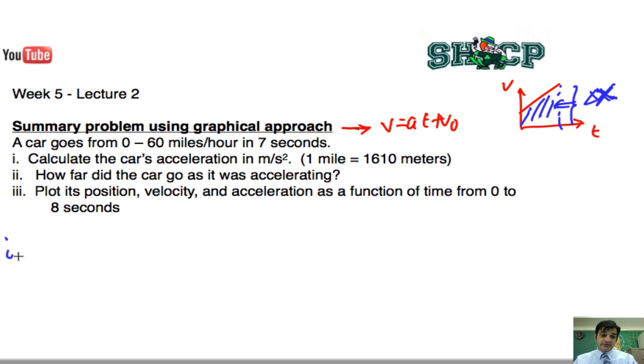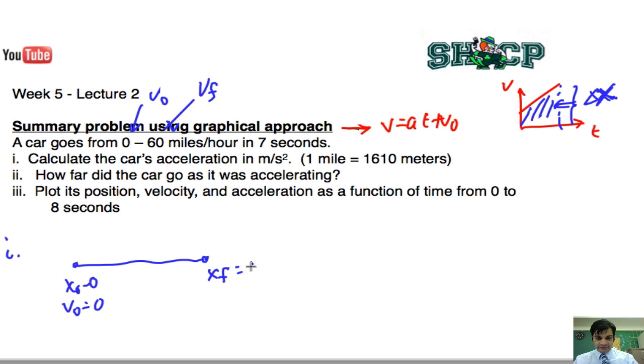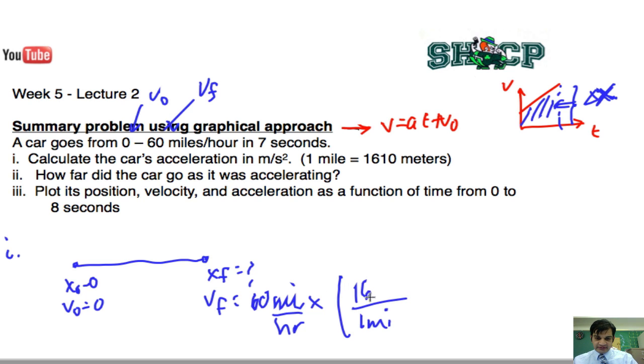So for part one, and I'm going to do this a little quickly because you've had some exposure to this, so I'm expecting that you're pretty good at it by now. Again, we have here 0, which is v naught, 60 is v final, and we're doing this in 7 seconds. First, I'm going to draw a little picture here. So we start at x naught equals 0, v naught equals 0, x final equals unknown, v final is 60 miles an hour, but we need to convert that into meters per second. So we have 1 mile with 1610 meters and 1 hour with 3600 seconds. So that's how we're doing the bubble method.